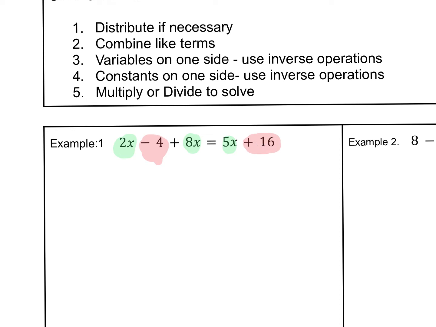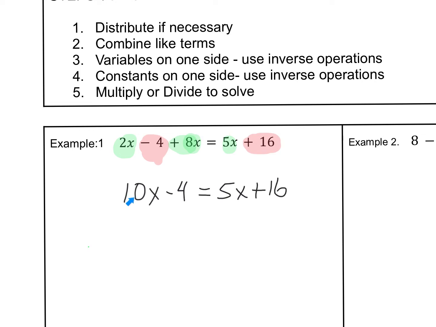So now we're going to need to start by combining any like terms that we have. On the left side, we have a 2x and a positive 8x. Now I can already see that I need to combine that 8x with the plus sign. So I have the 2x plus 8x, which is 10x. So I'm going to go ahead and write 10x on the left side. Then I'm simply going to bring down my minus 4. Then always write your equal sign. And now on the right side we have 5x plus 16.